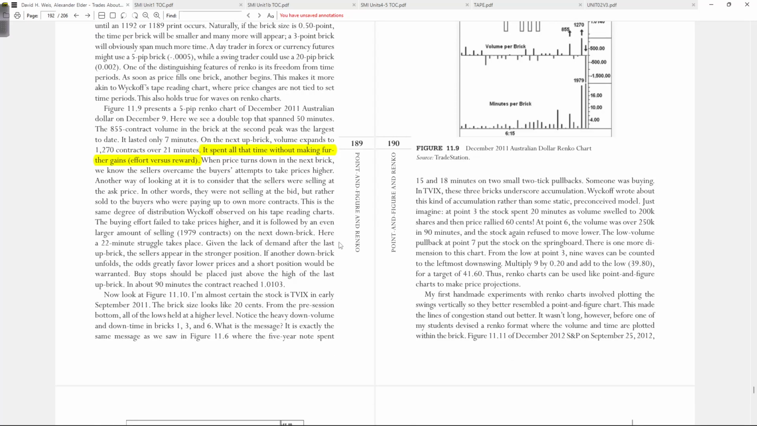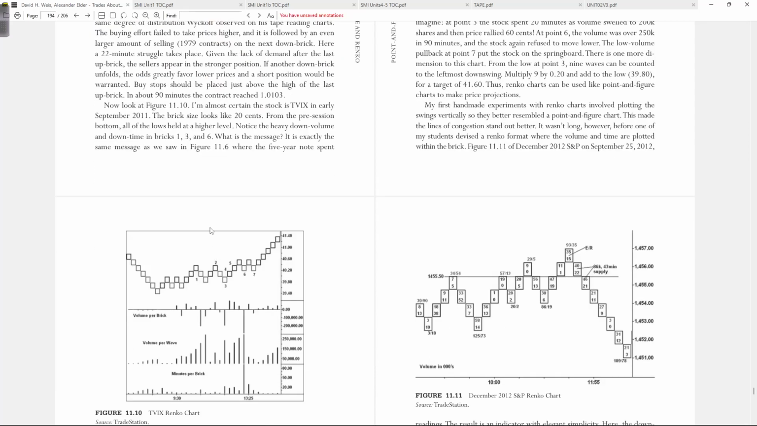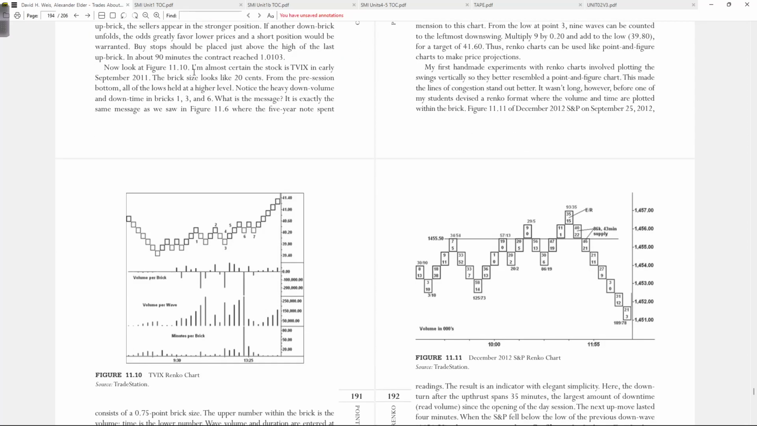Now look at figure 11.10. I'm almost certain the stock is TVIX in early September 2011. The brick size looks like 20 cents. From the pre-session bottom, all of the lows held at higher levels. Notice the heavy down volume and downtime in bricks.